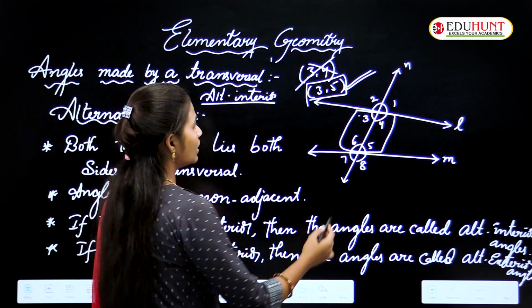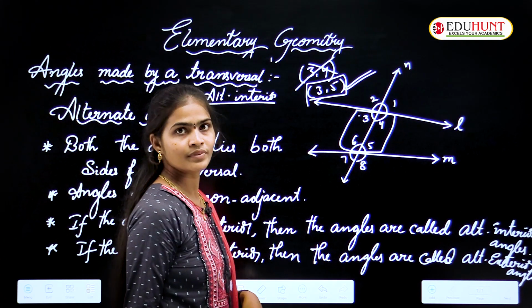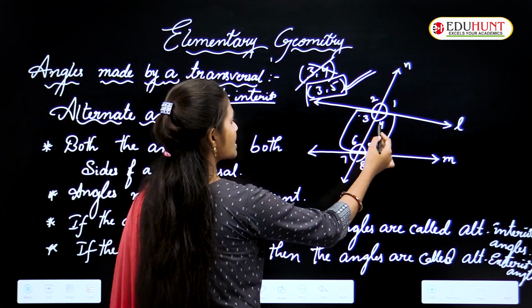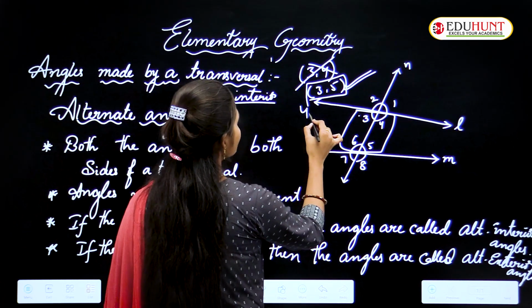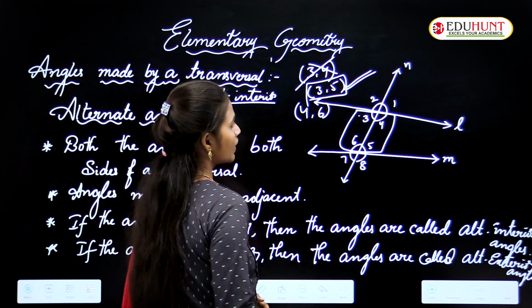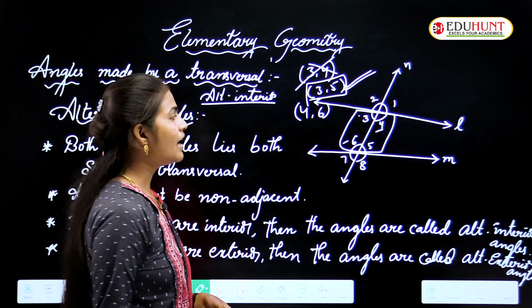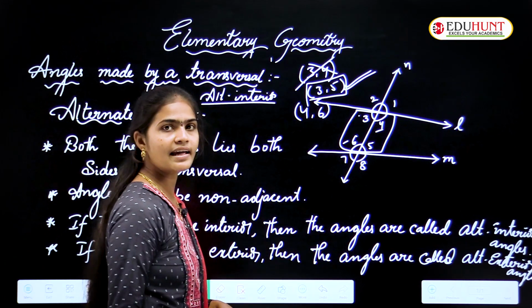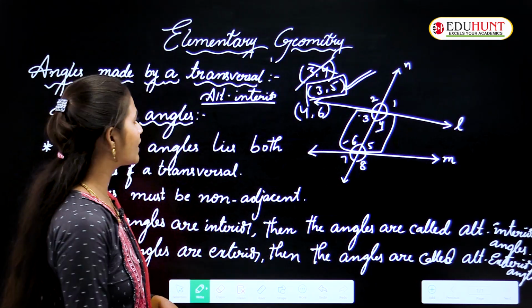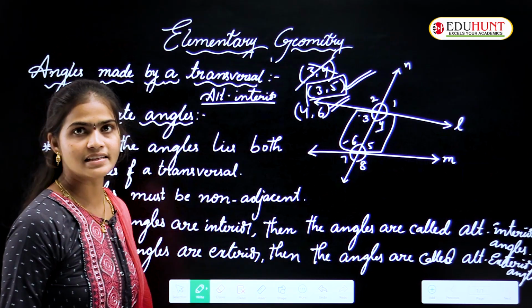Another one, what is that? 4 and 6. We can take 4, 5 and 4, 6 like that. So another one is 4 and 6. These two angles lie on both sides of a transversal, and those two are interior angles, and those two are non-adjacent angles. So that is also satisfying. This is another pair of alternate interior angles.